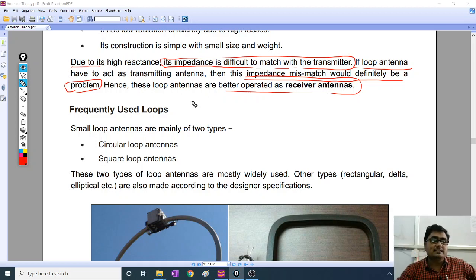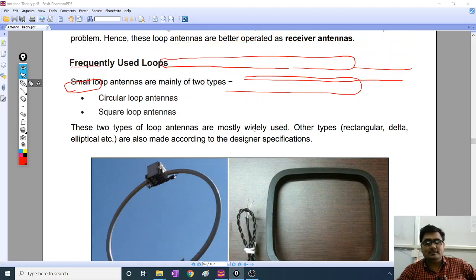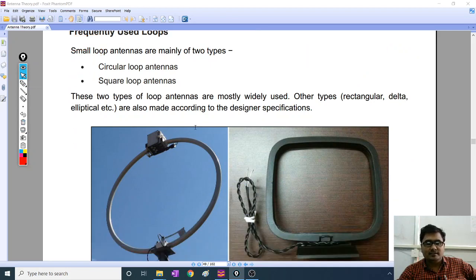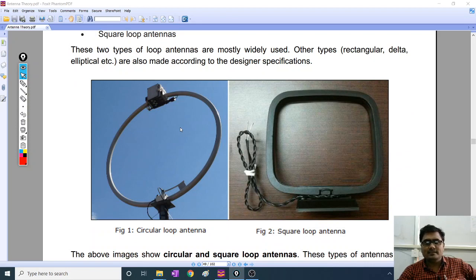So those are the frequently used loop antennas I am showing here. Look at it, frequently used antennas, square and circular. Square and circular, these two are always used. Look at this. What it is, just a simple loop. What is this? It's a square. Now look at this. It is working as a sensor. This antenna particularly I am talking about. Its output will work as a sensor.